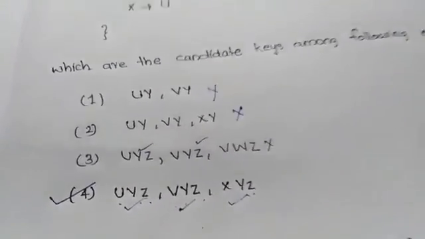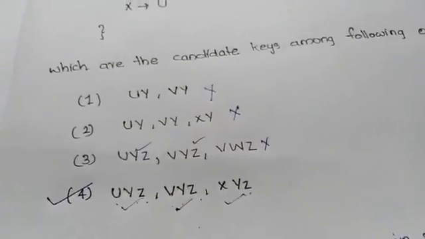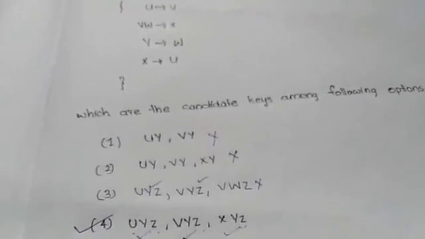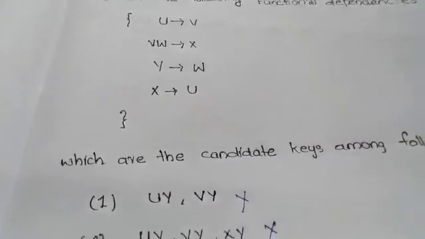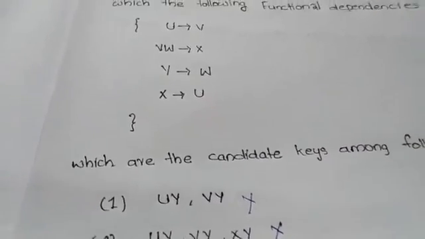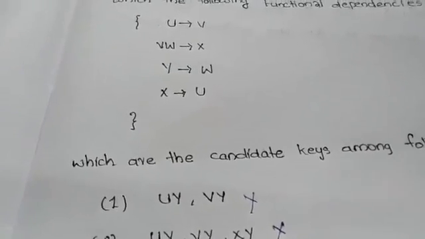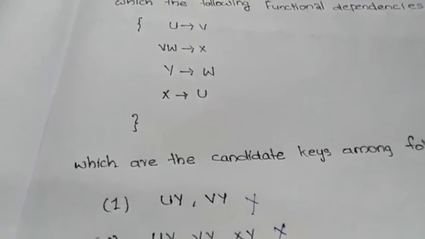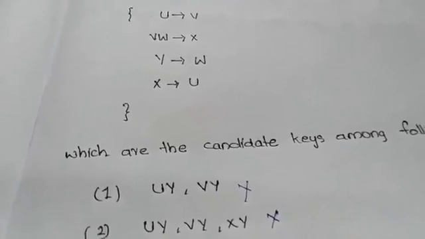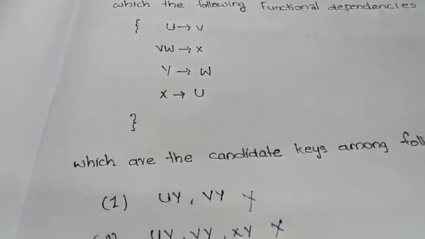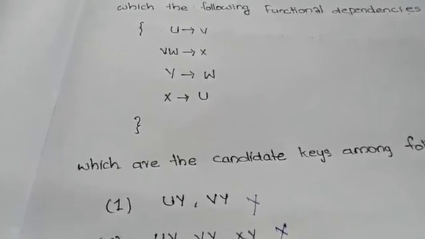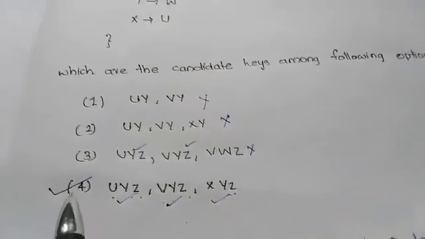So, using only the point that the attributes which are not at the right hand side of the functional dependencies must be part of the candidate key, we could answer this question. I hope it is clear.